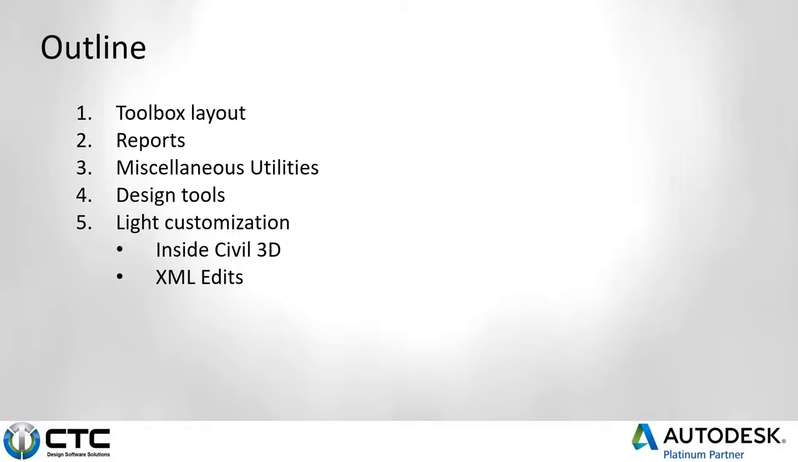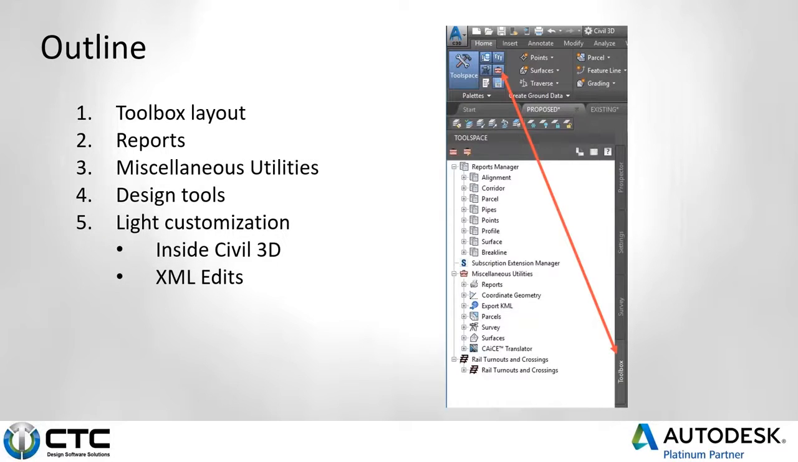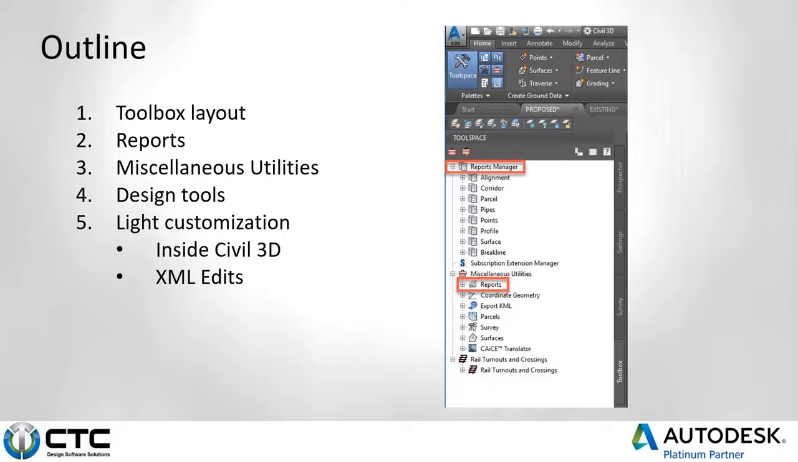So what are we going to be talking about today? We're going to be talking about the layout of the toolbox. For those of you that weren't aware, this is one of the buttons up in our Palettes tab on the Home ribbon. It shows up in the rest of our Toolspace, just like Settings, Survey, and Prospector. We're going to talk a lot about the reports. For some reason, there's reports in multiple sections of the toolbox, but we'll deal with that in a bit.